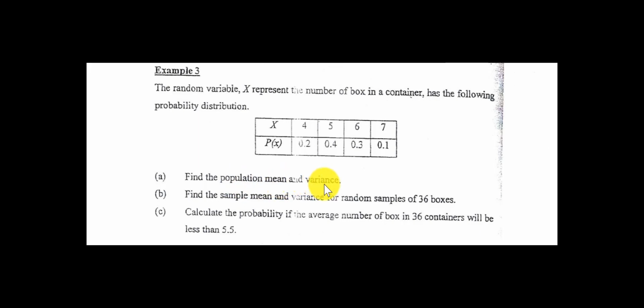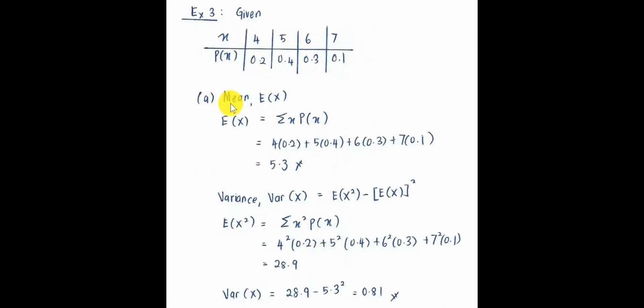You already learned how to calculate the mean and variance from the random variable in chapter 2. Now the formula of the mean is equal to the summation of x times the probability of x. So for this table, we have 4 times 0.2 plus 5 times 0.4 plus 6 times 0.3 plus 7 times 0.1. Then you get 5.3.